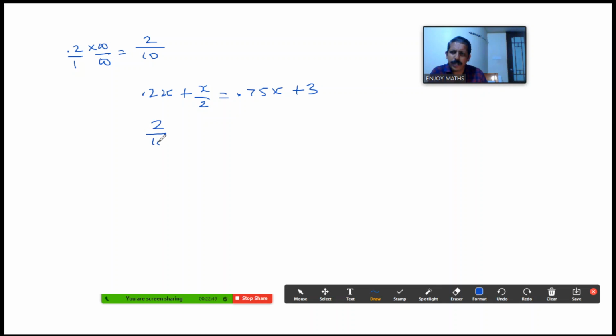So now what happens? This becomes 2 by 10 and the x is there. Then I say x by 2. So this is over. The problem is solved. So the decimal becomes like this.